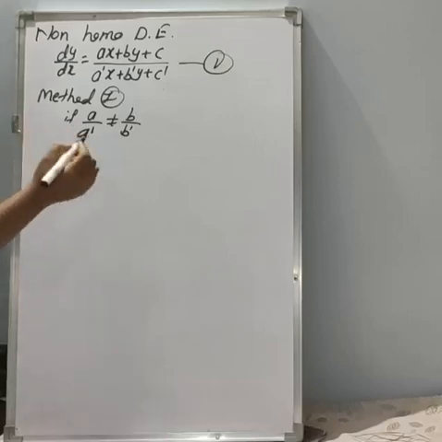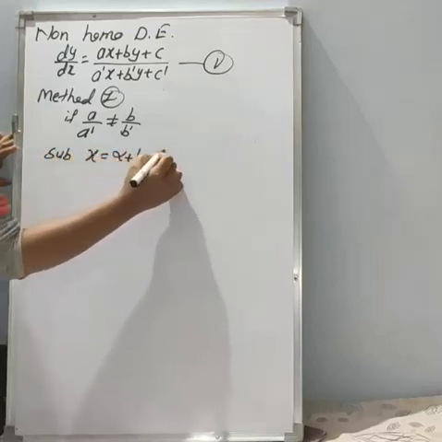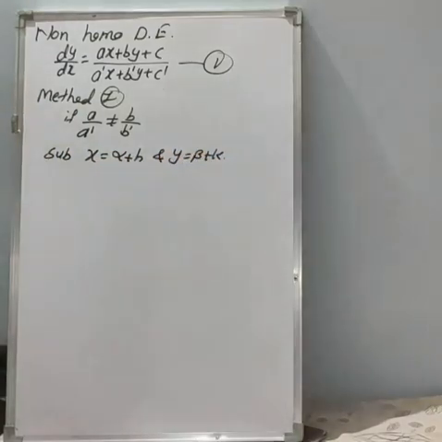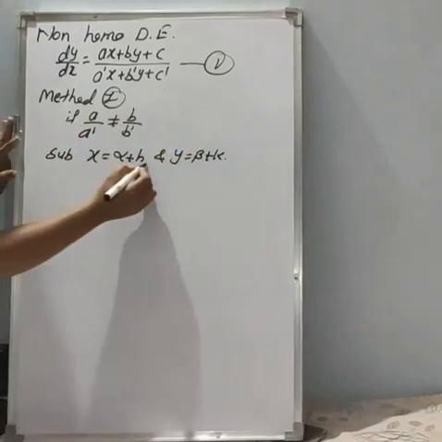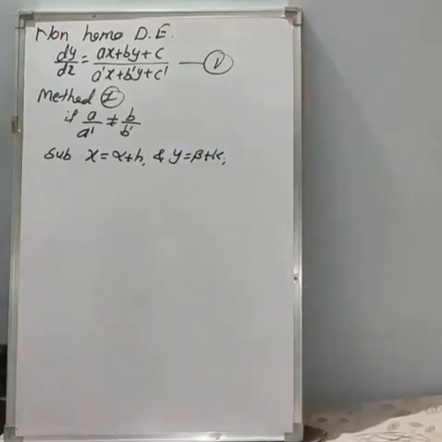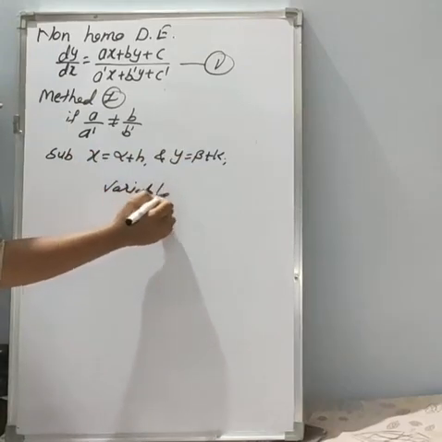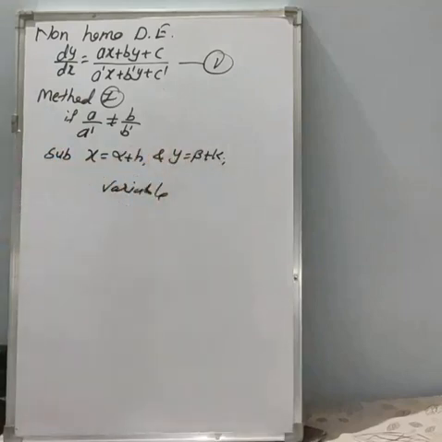Okay, so in this case, the first step is to substitute x is equal to alpha plus h and y is equal to beta plus k, where h and k are the constants. H and k are the constants and alpha and beta are the variables like x and y. Okay, alpha and beta are the variables and h and k are the constants. So substitute x is equal to alpha plus h, sorry, y is equal to beta plus k.